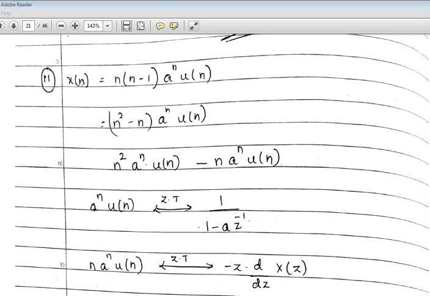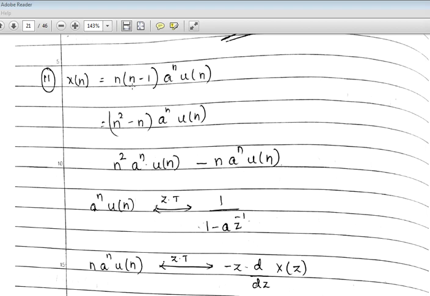Let's see a problem: n multiplied by n minus 1, into a raised to n into u of n. How can we go about solving this problem? First we'll multiply this out. It is n square minus n, a raised to n u of n. We'll take this multiplication individually: n square into a raised to n u of n, and with a minus sign, n into a raised to n u of n.